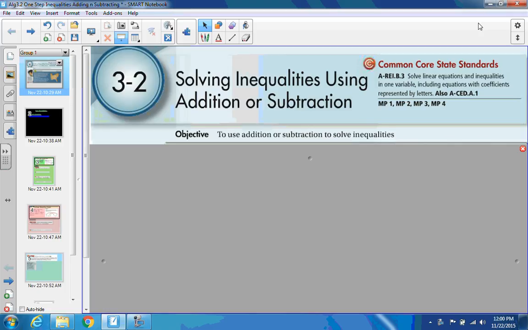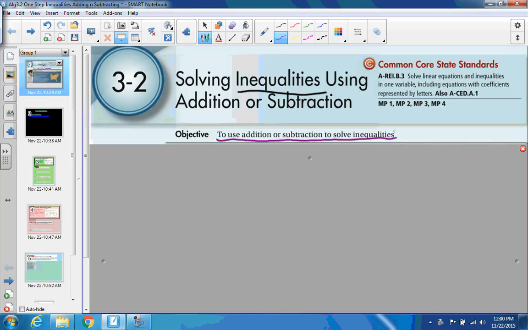It's Mr. Pouts, and this is a video for section 3.2, dealing with our inequalities again, but this one is entitled Solving Inequalities Using Addition or Subtraction. So it's just like solving equations, only we're going to be solving inequalities using addition or subtraction. So why don't you write this goal down on your goal sheet? Start by doing that and thinking about how we could be solving inequalities using addition or subtraction like we did with equations.